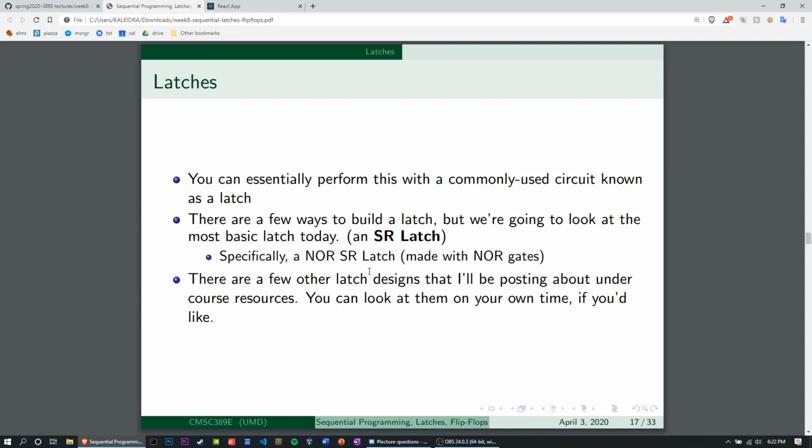But as it happens, there are a few ways to build something like that. And in this class, we've decided that we'll probably only work through one, just because conceptually, I feel like that's the easiest way to approach this.